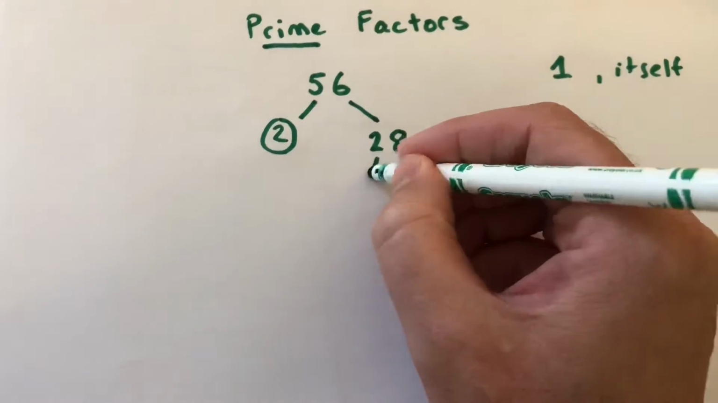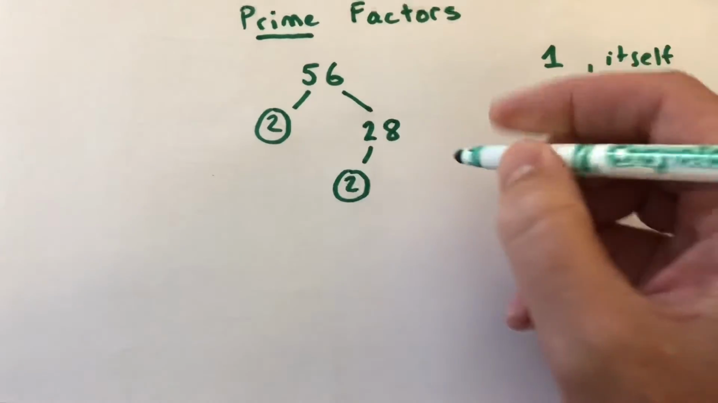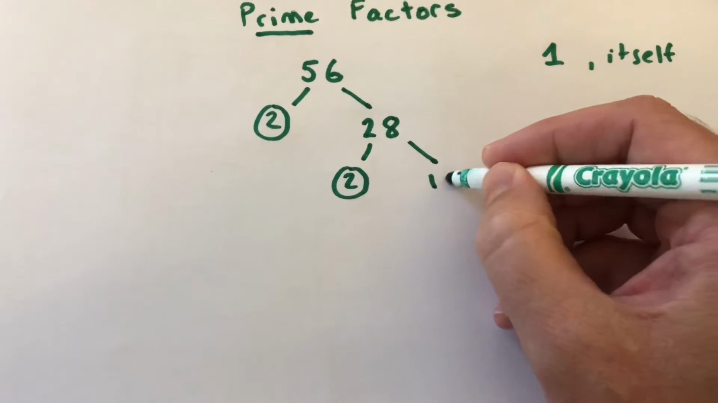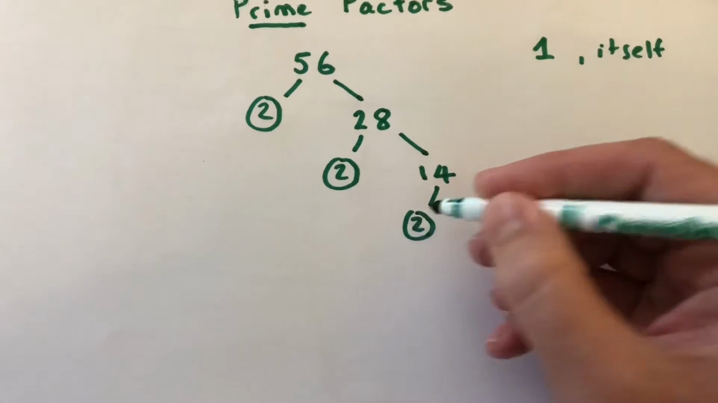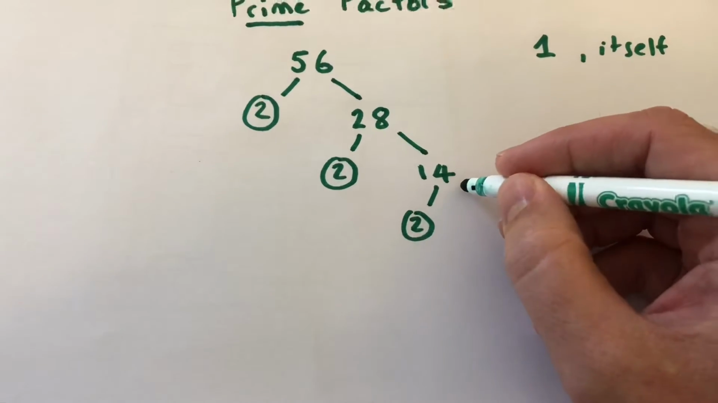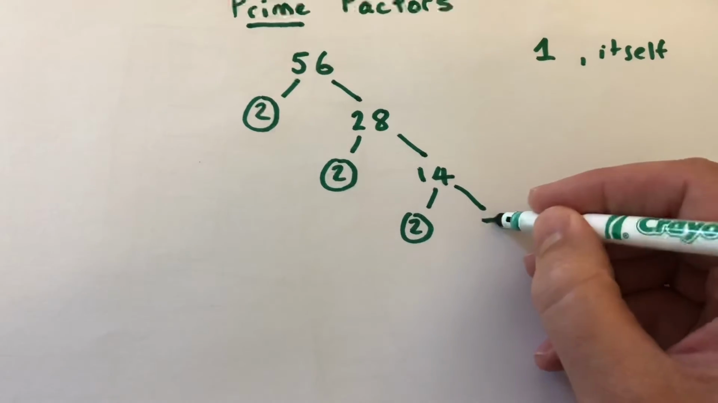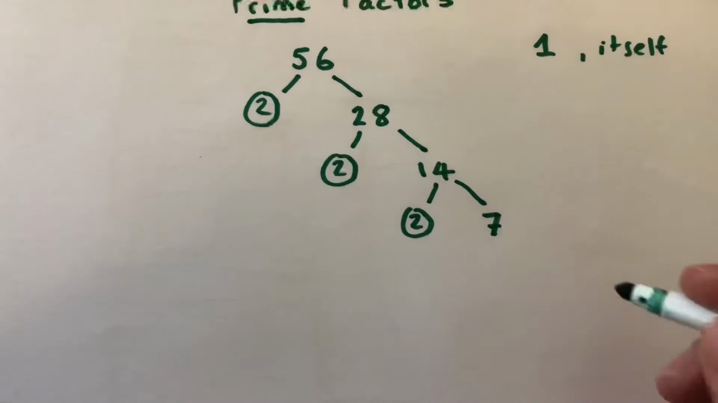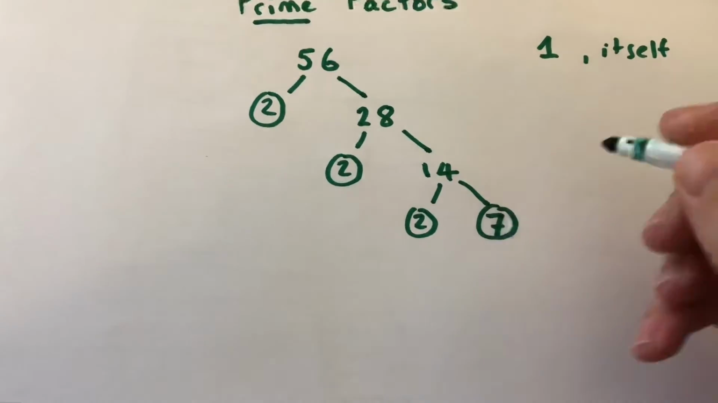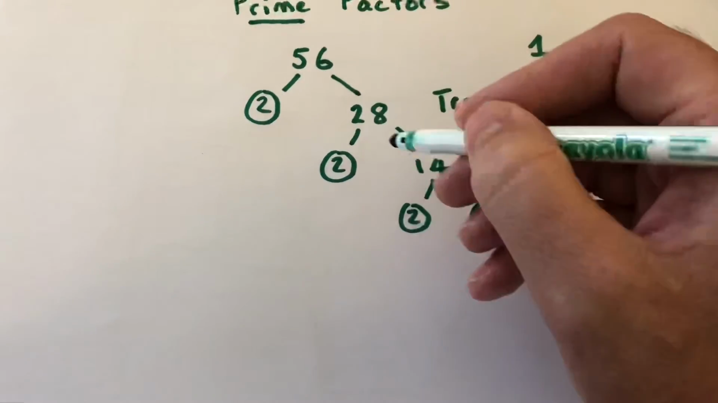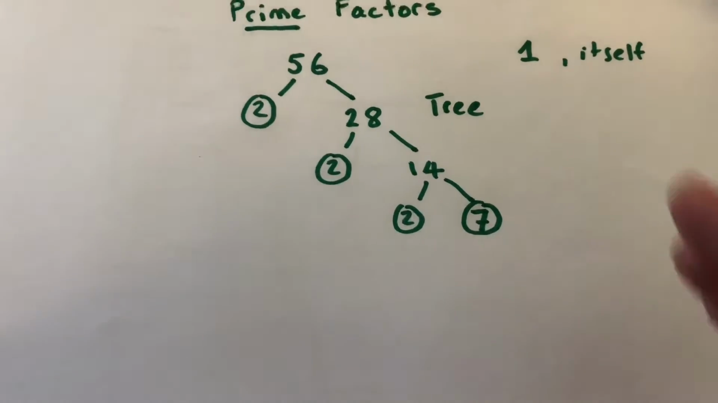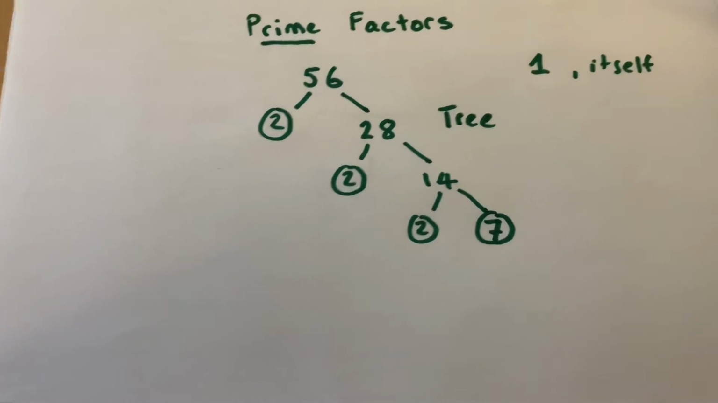Again, it's even, so I'll again divide by 2. Still even, so keep dividing by 2 until I can't. And there we go, I can't divide that one by 2 because that itself is a prime, so I'm going to circle that. And what we have here is a prime factor tree. As you can see, the branches coming off that like a tree. So that's prime factor decomposition or prime factor tree.